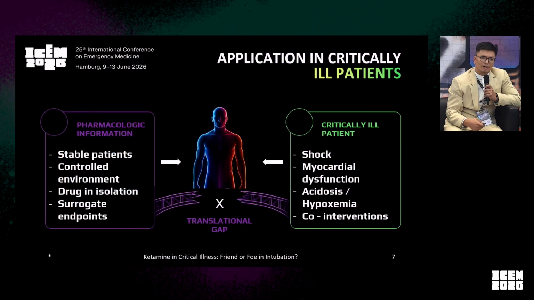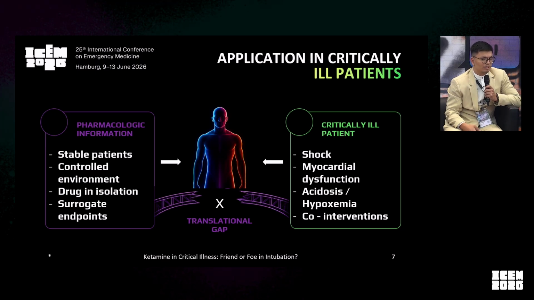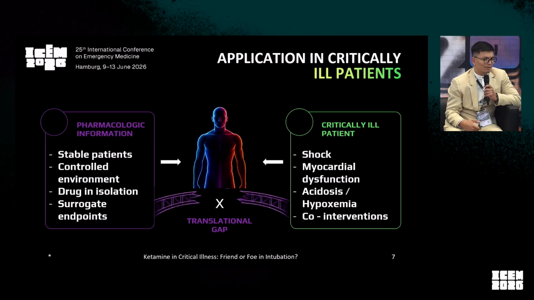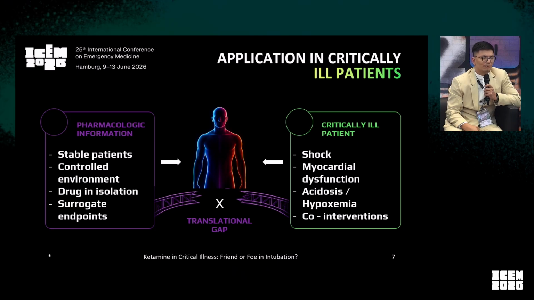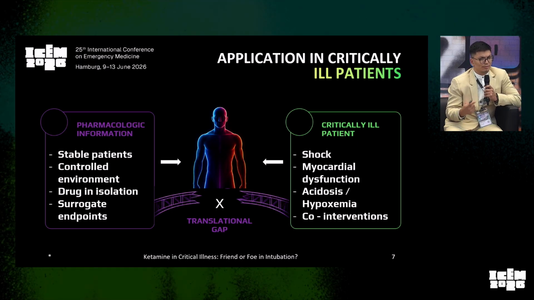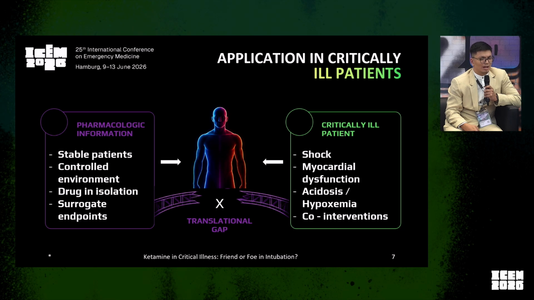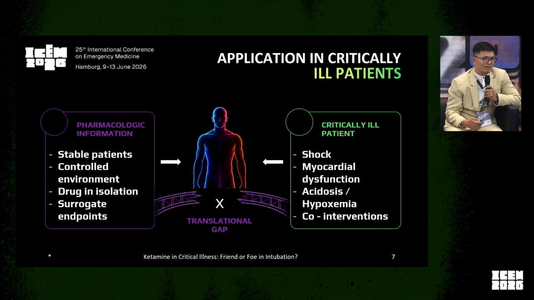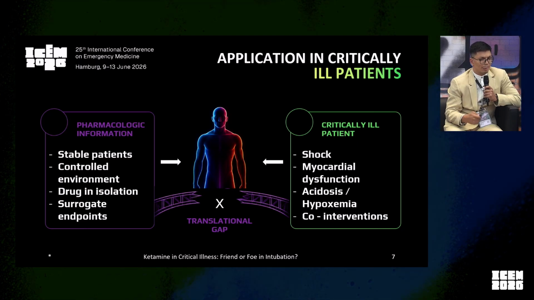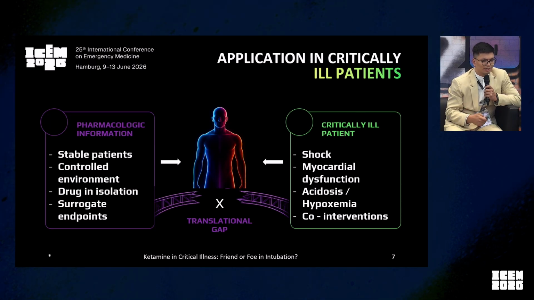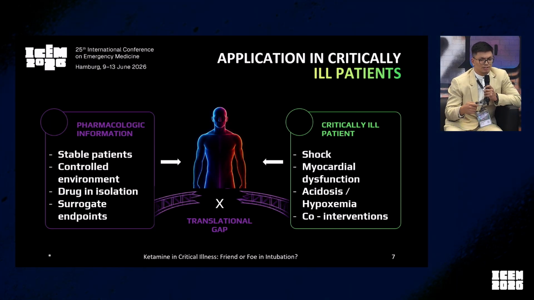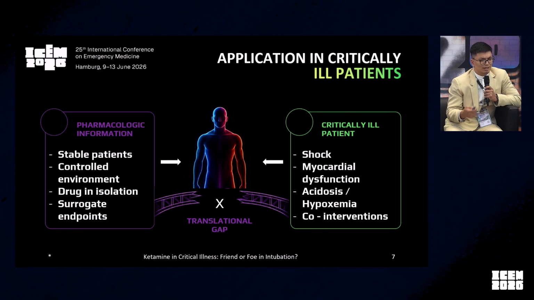But how do we apply all of this info in critically ill patients? There is actually a translational gap, because all of this info about ketamine as an induction agent comes from studies in stable patients. In fact, the famous dose of 2 milligrams per kilo is based on a study of outpatient surgery in gynecology or obstetrics, and not a critical care patient study. All of these studies are in controlled environments, or drugs in isolation, or they evaluate surrogate outcomes, but in critical care patients we don't have that.